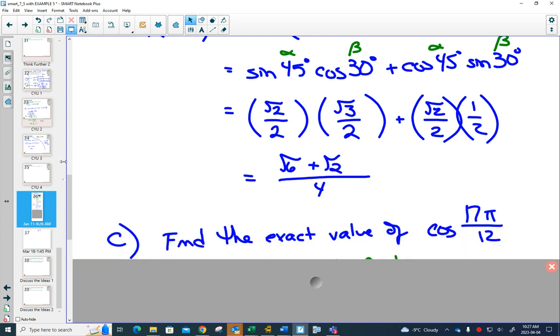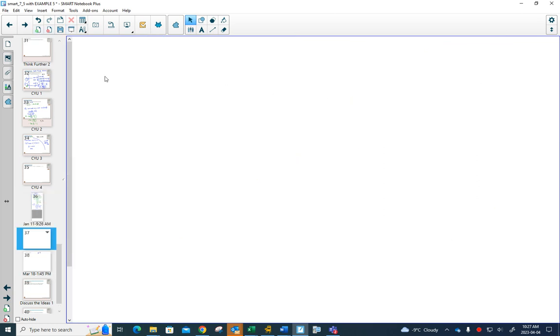Our next job is we are going to try to find the exact value of 17 pi over 12, but there are many different ways to add or subtract two things that equal 17 pi over 12. The two things have to be on your pi plate to begin with. Okay? And your job is to find two that add or subtract to get 17 pi over 12.